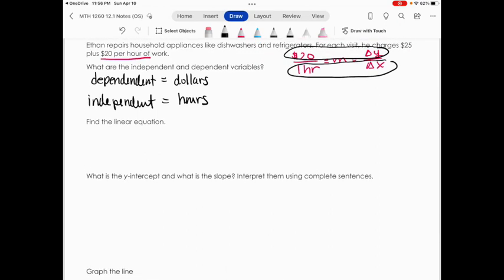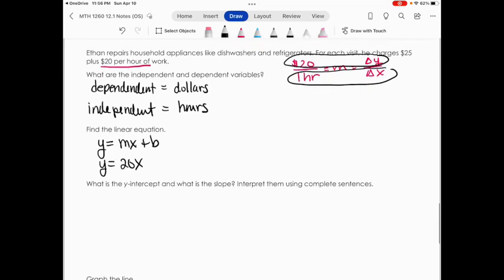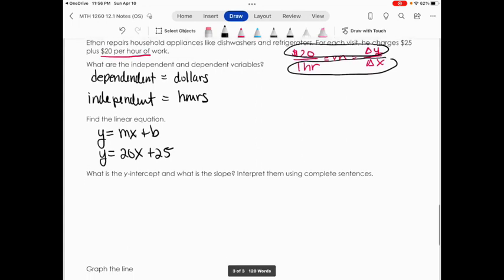So now we're going to find the equation of the line. So we want to leave our y and our x in those positions, but we want to find what our values of m and b are so we can plug them in and form our equation. So we said our rate, which is our slope, is our $20 per hour. So m is going to be 20. And our b, which is our initial value, that's going to be 25. Because just for walking through the door, he charges $25, and that's before he even starts to work. So that's going to be your initial value.